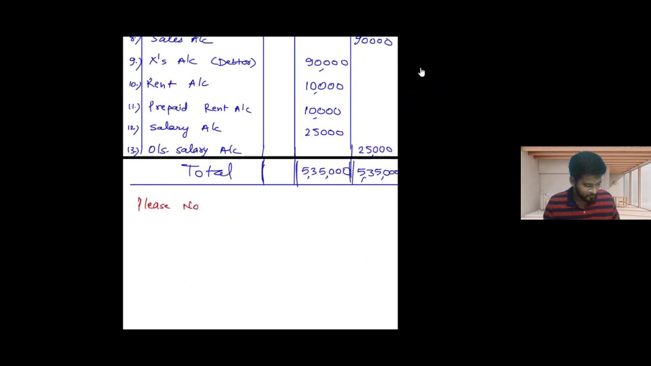Please note, there is a closing stock of rupees 5,000. There is a closing stock of rupees 5,000. Now we will see what happens when we have a closing stock.